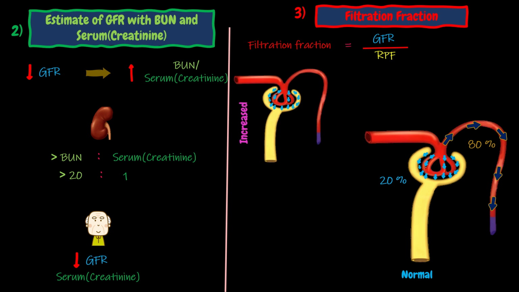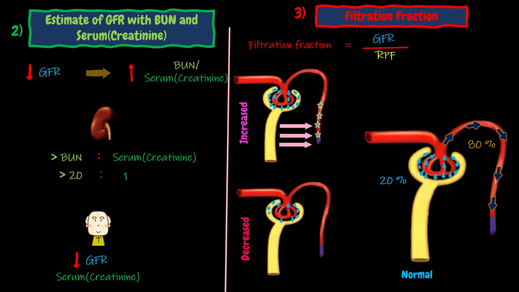In one situation, increases in the filtration fraction produce increases in the protein concentration of peritubular capillary blood, which leads to increased reabsorption in the proximal tubule. In other situation, decreases in the filtration fraction produce decreases in the protein concentration of peritubular capillary blood and decreased reabsorption in the proximal tubule.